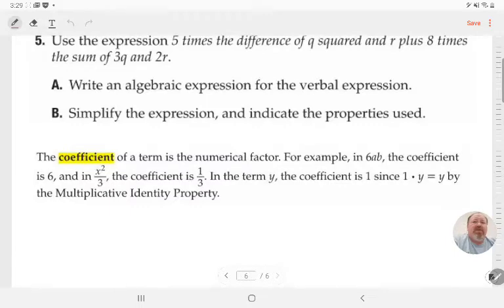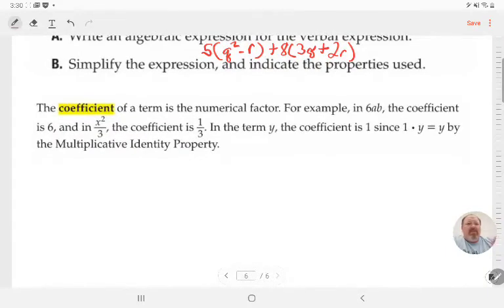All right, so I would write 5 times the difference of q squared and r, and then that is plus 8 times the sum of 3q and 2r. So that would be my expression I'm working with. Now it says simplify the expression and indicate the properties used. So we're going to come down here and work down here.